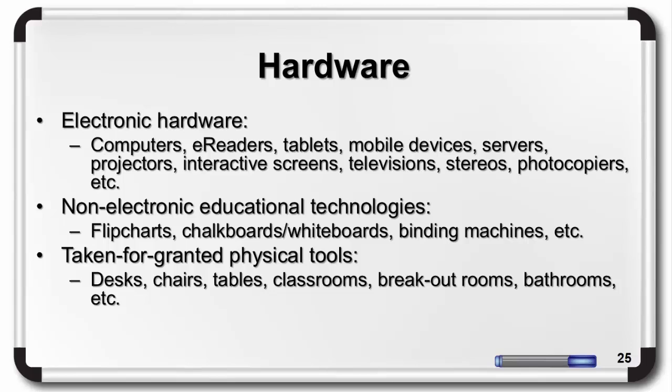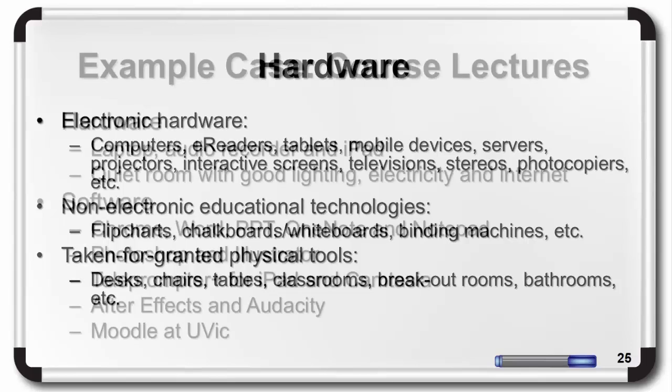Lastly, remember that there are often physical tools that we sometimes take for granted as teachers and designers. As designers, we need to be explicit about all necessary tools that we need to successfully implement our training. So, for example, if our workshop or course requires specific furniture, types of rooms, and so on, we need to identify them in our planning documents.